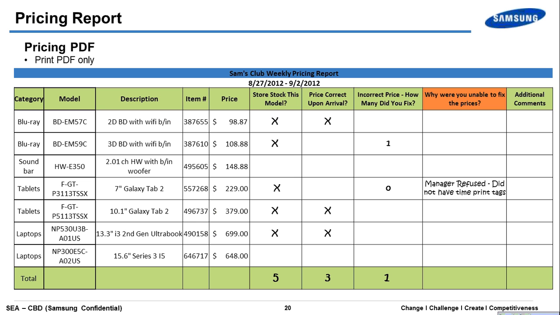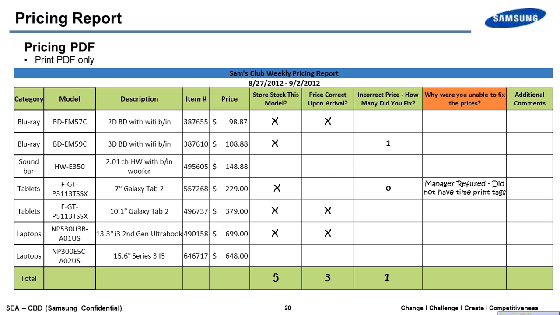The 59C Blu-ray player is $108.88. The store does stock this. Upon arrival, the price was incorrect. Well, I got with store personnel and was able to get a new price tag printed, and so I placed a 1 in that box. Move on down to the soundbar.